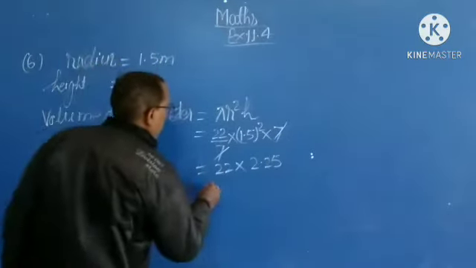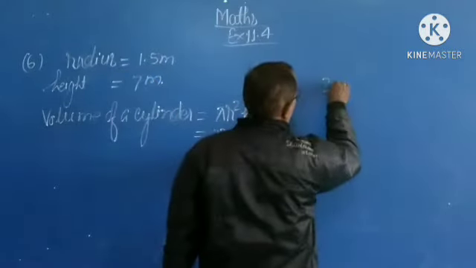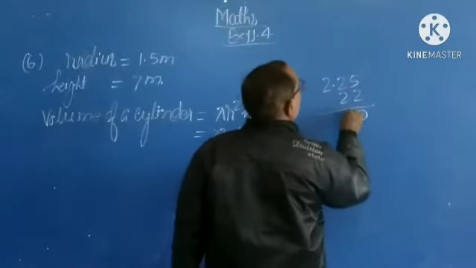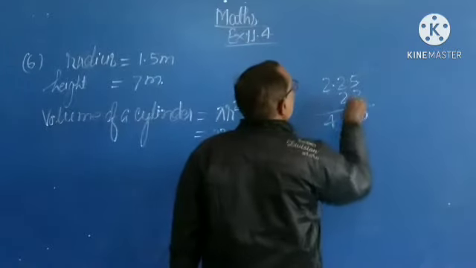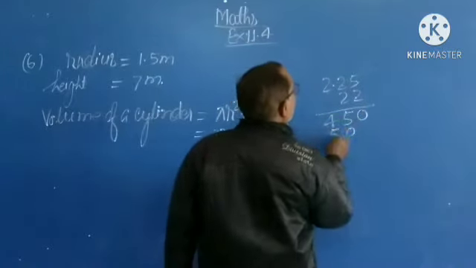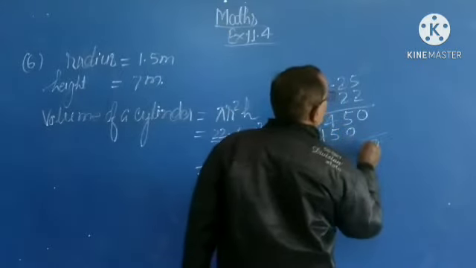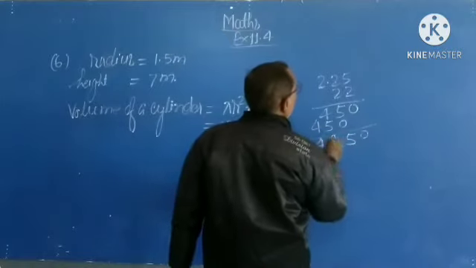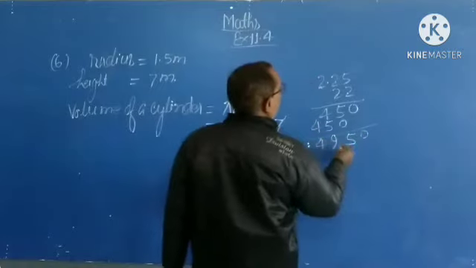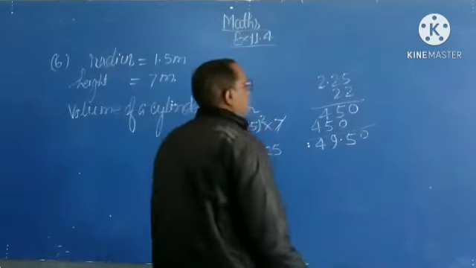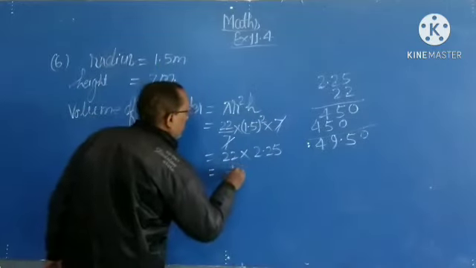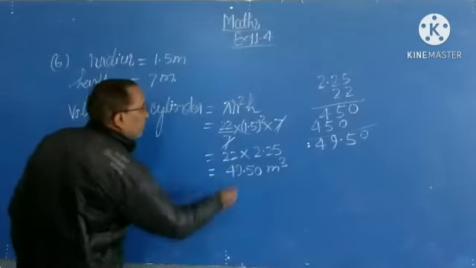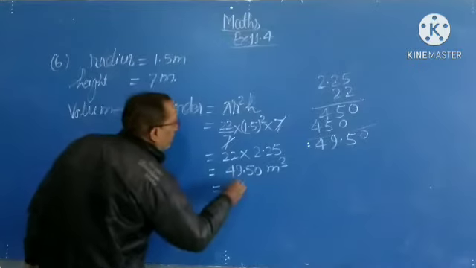You multiply 2.25 by 22. Multiplying digit by digit, you get 4, 5, 9 and 4, and you put the decimal after 2 digits, you get 49.50. It is 49.50 meter cube.